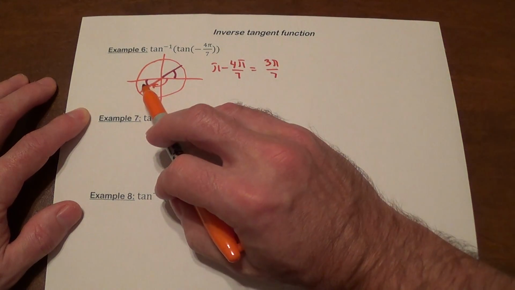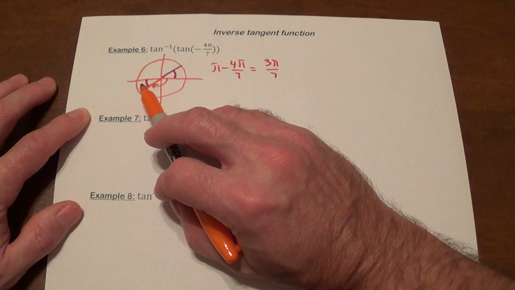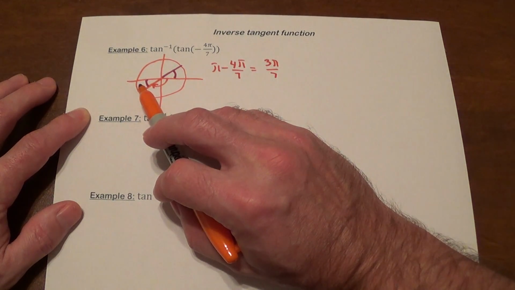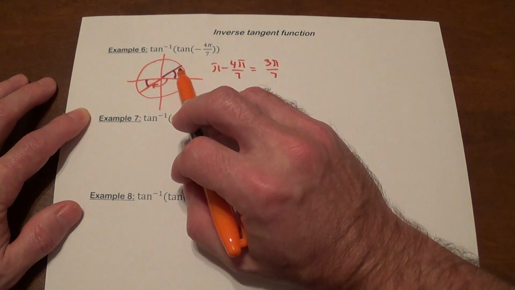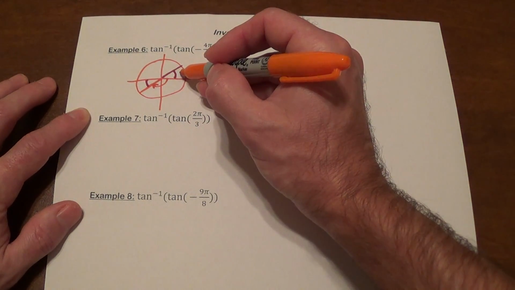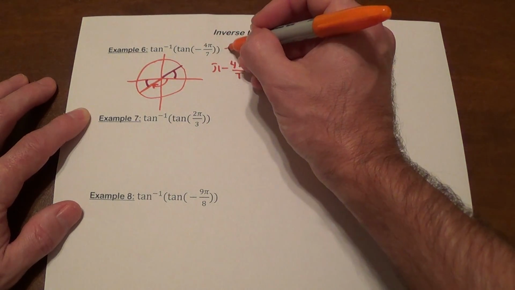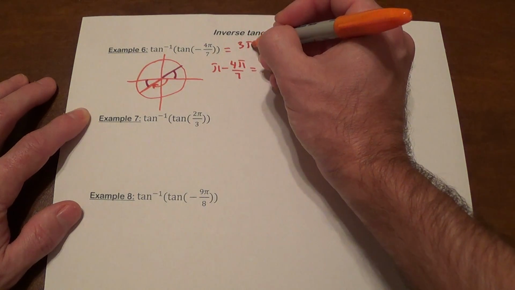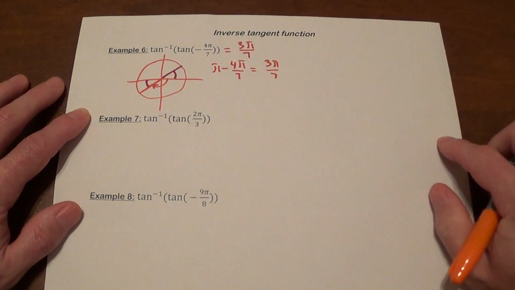So that means that this angle here, again ignoring all the negatives, has a measure of 3 pi over 7, so the measure of this angle here is also 3 pi over 7, and that angle is in quadrant 1, and that angle is correct. So 3 pi over 7.